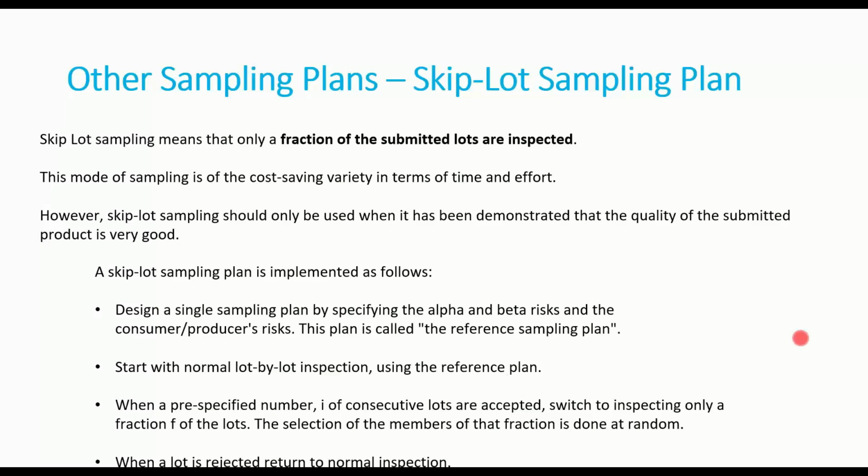Okay, you'll design a single sampling plan and specify all your information. That's your reference. Then you start with normal lot by lot inspection using that reference plan. And when you hit a pre-specified number, we'll call it i, of consecutive lots that are accepted, then you can switch to inspecting only a fraction of the lots.